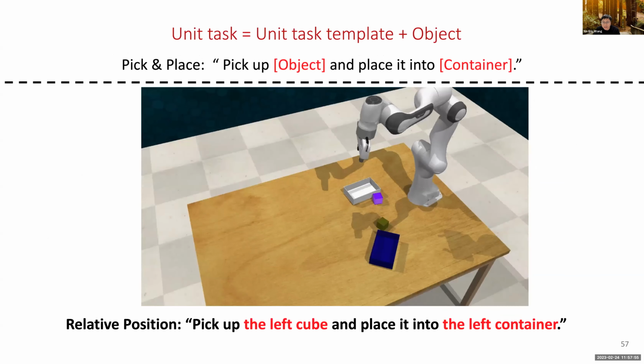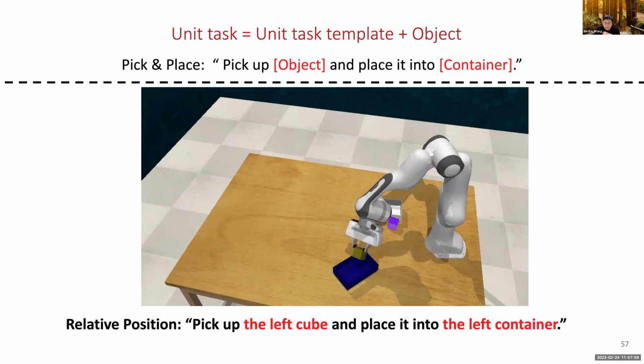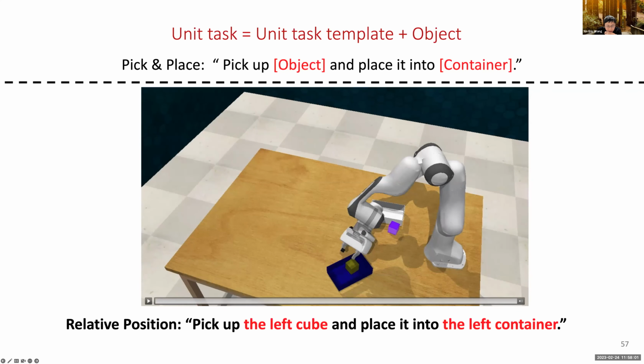And here we show an example of the variations in the pick and place unit task. This example typically requires relative positional reasoning, like pick up the left cube and place it into the left container.